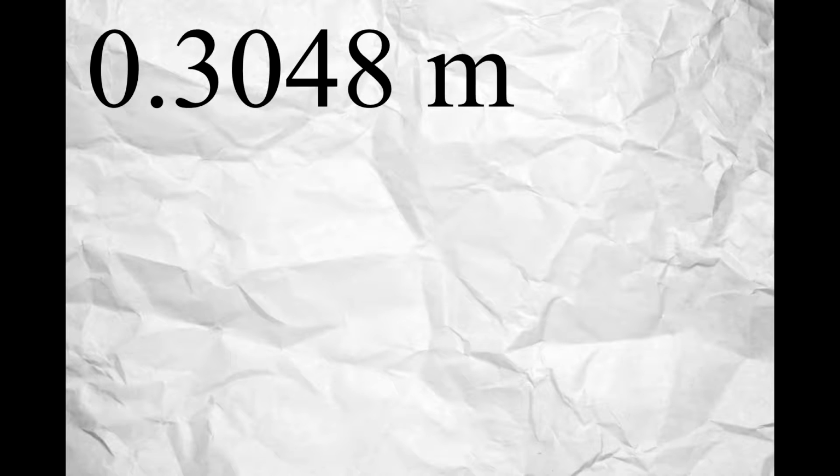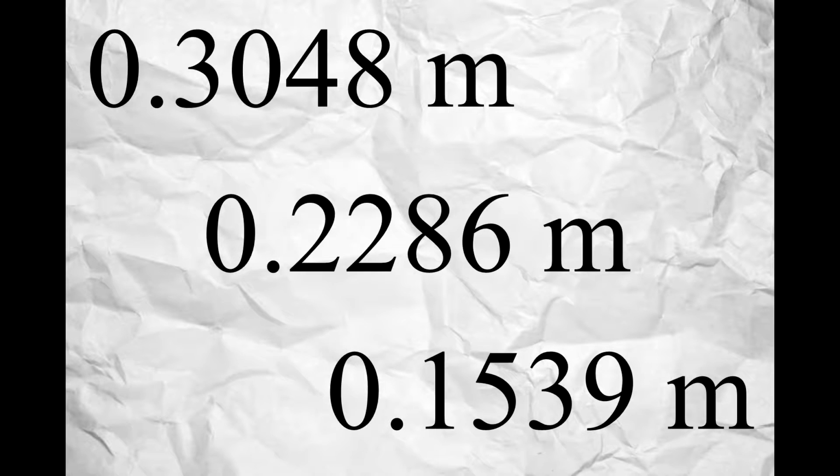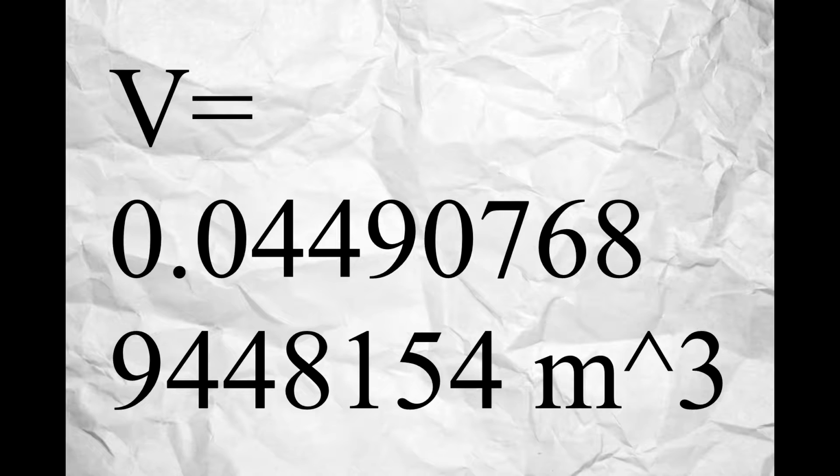Now since we have all our measurements in feet, we must convert them into meters. So our 1 foot width turns to 0.3048 meters, our 0.75 feet width turns to 0.2286 meters, and our width that we just solved for turns to 0.1539 meters. Now we must use the formula 4/3 pi ABC, which would solve for volume, which would equal 0.044907689448154 cubic meters. And then we must turn it into cubic centimeters to match up with our density 2.65 grams per cubic centimeter.